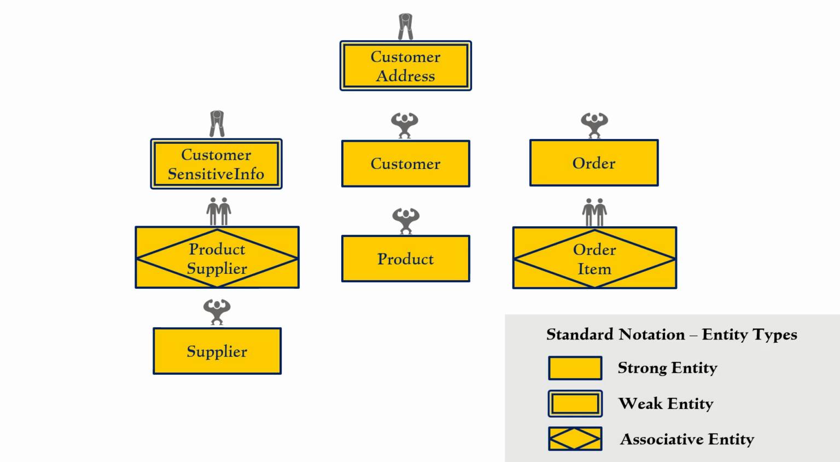And these are the standard notations used to represent each of these entity types. A strong entity is represented using a single rectangle. A weak entity is represented using a double rectangle. An associative entity is represented by placing a diamond inside a rectangle.